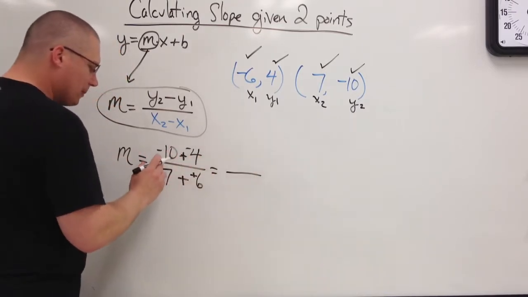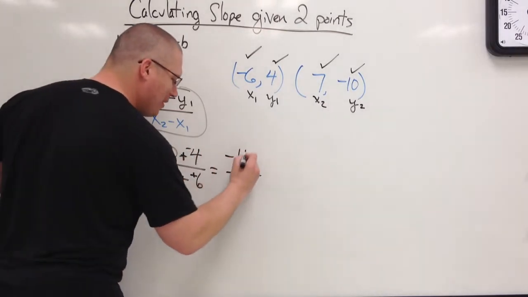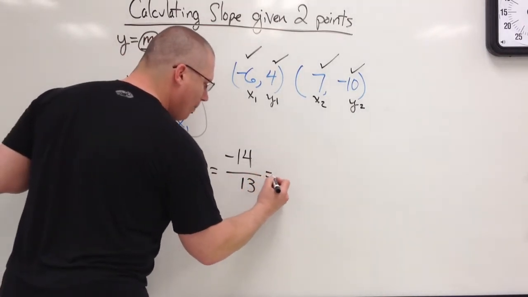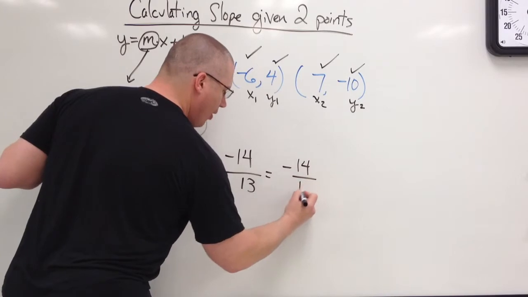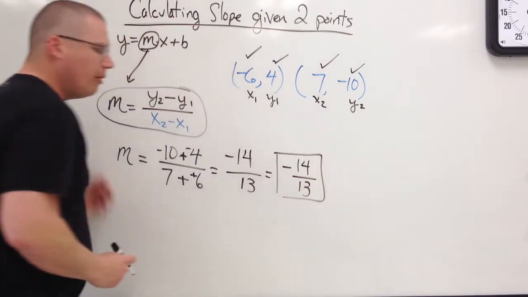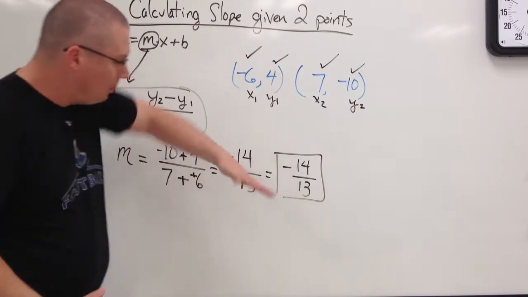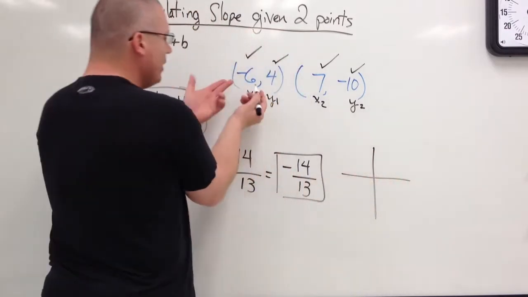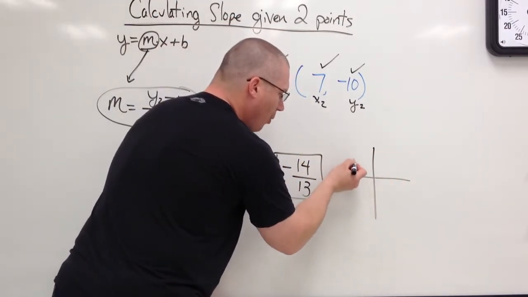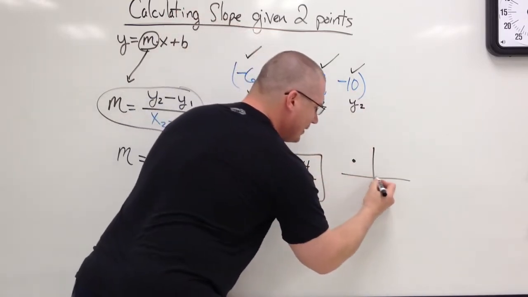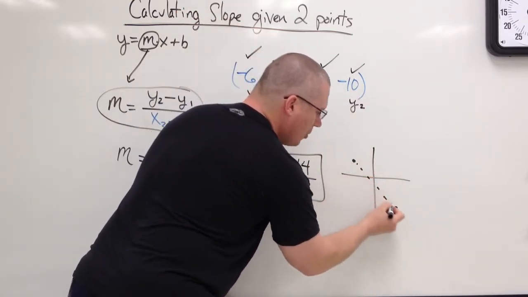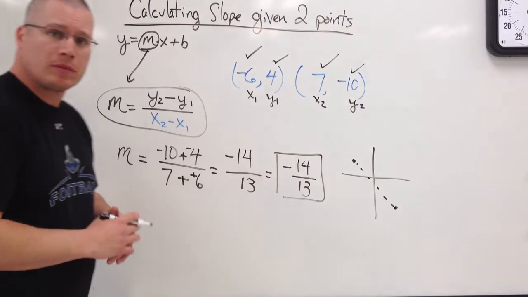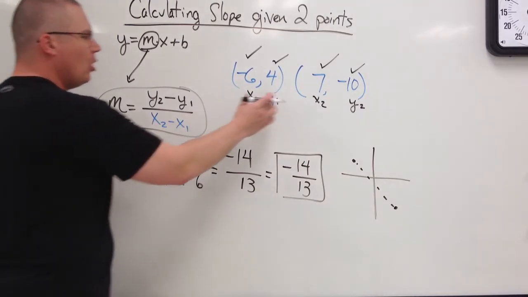So let's do the top first. Negative 10 plus negative 4, negative 14. Bottom, 7 plus 6, 13. My slope is negative 14 thirteenths. And if you do a quick check, this is a negative slope, so my line should be decreasing. If I would graph these real quick, we would visually see negative 6, 4. 6 left, 4 up. 7, negative 10. 7 right, 10 down. And you could quickly double check, yes, my slope should be negative, and I'm going downhill. So this is slope, calculating slope given two ordered pairs.